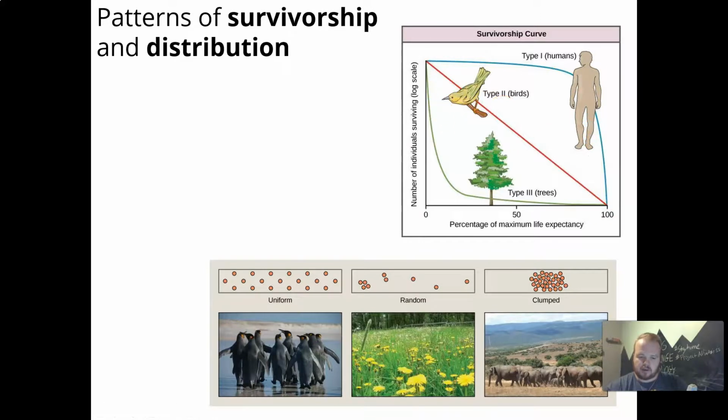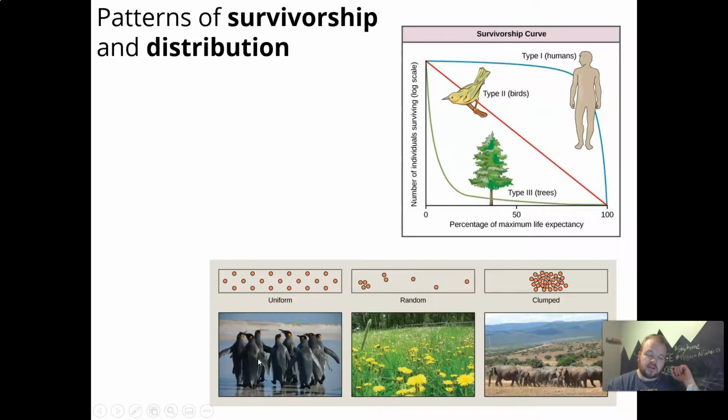They tend to die pretty quick. Trees, on the other hand, have a dramatic drop, but then they kind of stabilize, and they can live quite a while once they get past that initial infancy. We can also look at distribution. Some animals are uniform in distribution. They spread out equally. Some are random because of pollination, and some are clumped. And each of these provide evolutionary adaptations and benefits.